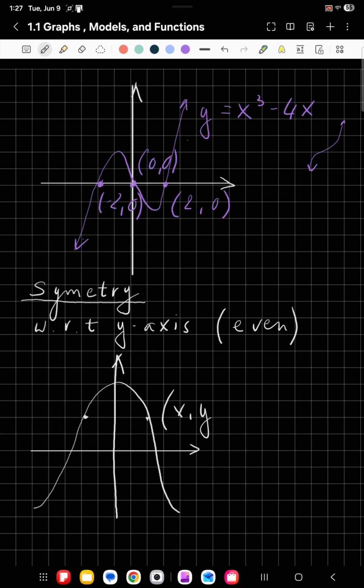Anyway, the coordinates of those 2 points will be: if this one is x and y, this one will be negative x and y. And then the condition: if I take f of negative x and plug negative x into the function, then I'll get the same value as if I was plugging in f of x. You see that for negative x and x, the y's are the same, so you can treat those two as y's. All right, so that was the first one, symmetry with respect to the y-axis.